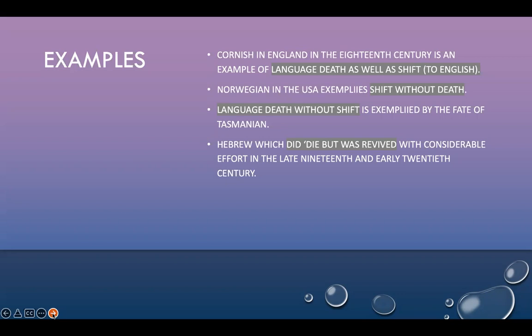So we have Cornish in England in the 18th century as an example of language death as well as shift to English. Norwegian in the USA is an example of shift without death. We have the Tasmanian language, death without shift, and Hebrew, which did die but was revived with considerable effort in the late 19th and early 20th century.